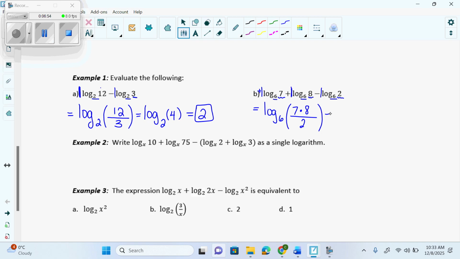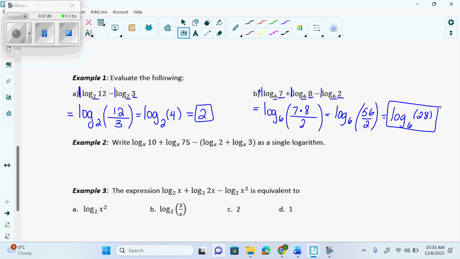So I'm going to get log base 6 of 56 divided by 2. What's 56 divided by 2? 28. So I'm going to get log base 6 of 28, and then I'm going to stop there. Because I want a single logarithm. And I want an exact value. If I type that into my calculator, I'm going to get a decimal. Okay? All right.